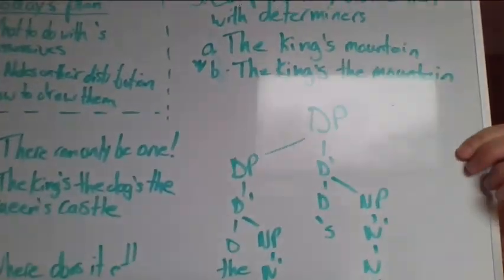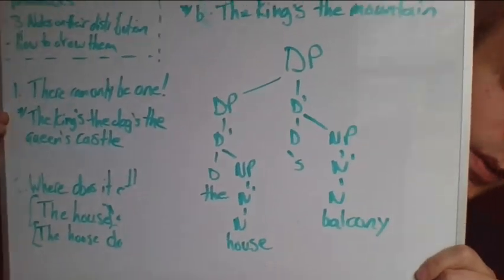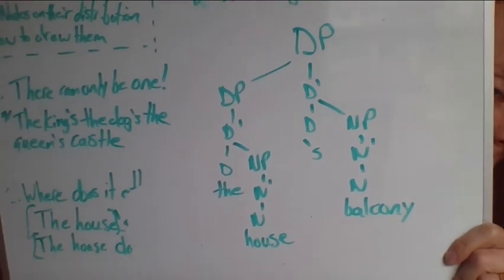I'm going to draw the tree for the house's balcony. All right. The house's balcony, coming right up. I may double check, make sure I didn't do anything wrong. All right. So this is the structure that we're ultimately going to want to end up with.